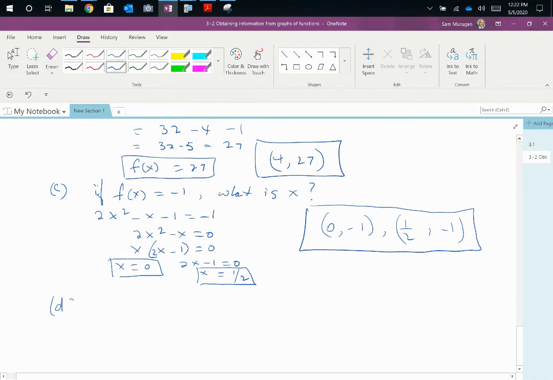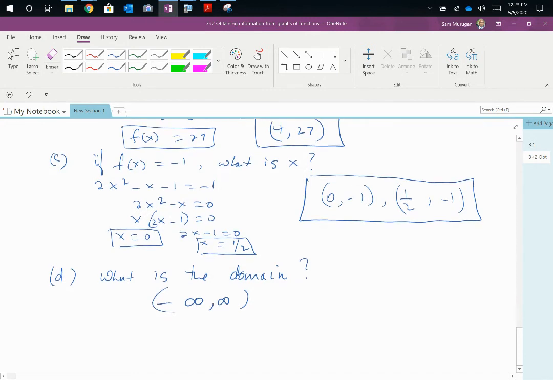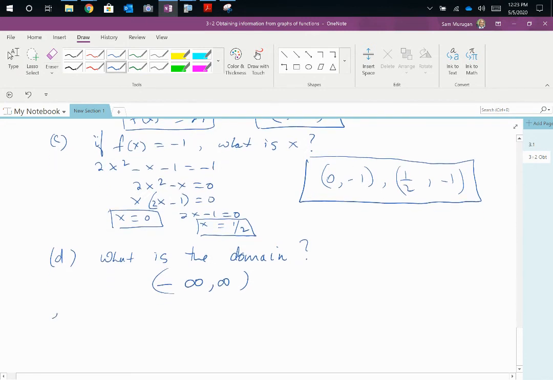Part D, what is the domain? So this is a quadratic function. The domain is negative to positive infinity. You don't have to think about this. Part E, what are the x-intercepts?